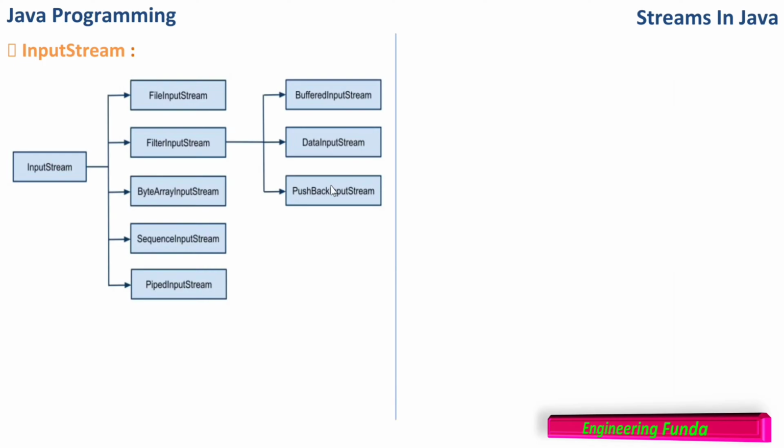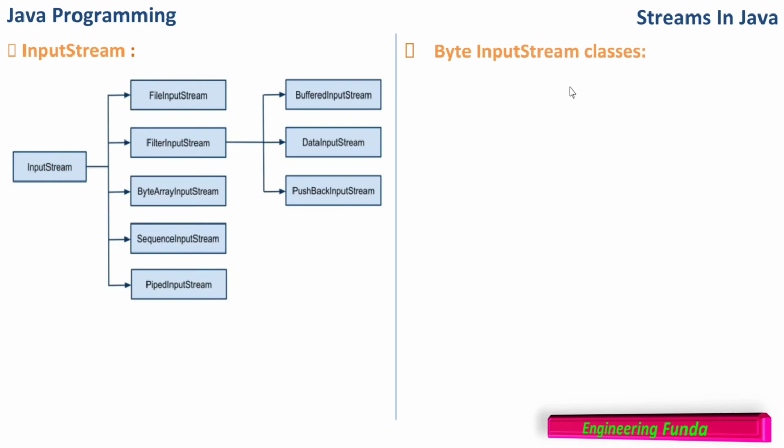Now let us start understanding the input stream classes of byte stream one at a time. So this is the hierarchical structure of InputStream. It has many input stream classes like FileInputStream, FilterInputStream, ByteArrayInputStream, SequenceInputStream, PipedInputStream, and FilterInputStream has 3 classes extending it, that is BufferedInputStream, DataInputStream and PushbackInputStream.